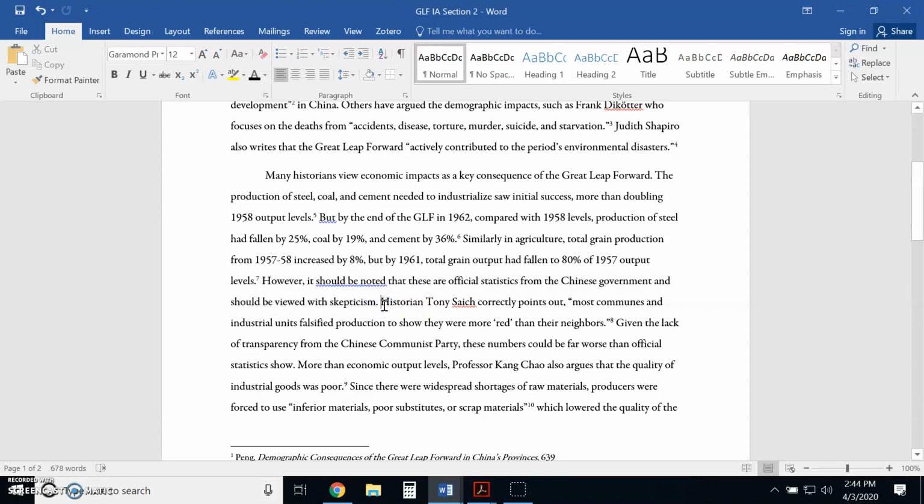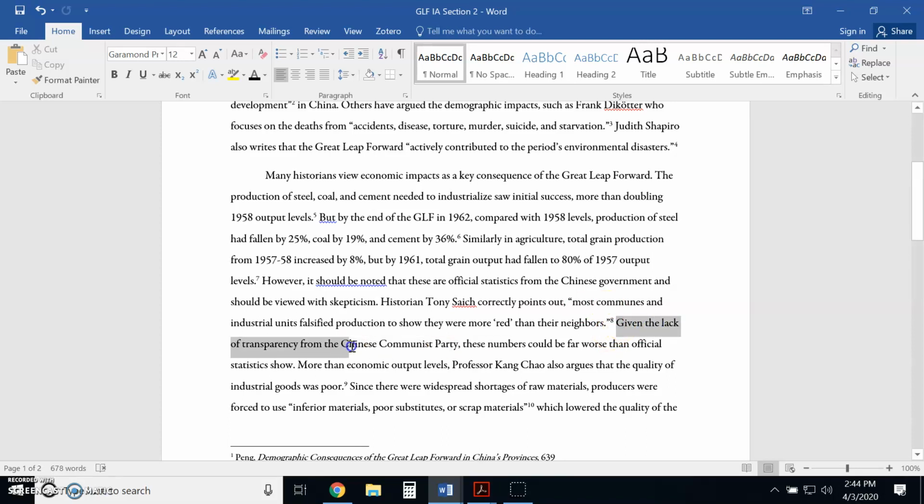Now, I could have basically stopped there, or actually, I could have said what I'm about to say on my own because it's fairly easy to make that argument. But again, by doing what I'm about to do, I'm adding an additional citation and an extra source without having to do really any work. Historian Tony Syke correctly points out, so I'm evaluating evidence in that statement, quote, most communes and industrial units falsified production to show that they were more red, that's more devoted, than their neighbors, end quote.